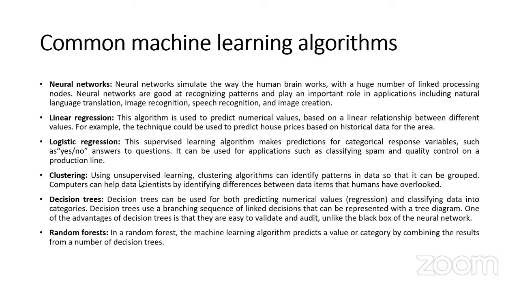Then clustering is used in data science. Unsupervised learning clustering can identify patterns in data, so computers can help data scientists by identifying differences between data items that humans have overlooked. And then the decision tree can be used for both predicting numerical values and classifying data into categories. So classification and prediction can both be done using a decision tree. And then random forest: this machine learning algorithm predicts a value or category by combining the results from a number of decision trees. So random forest uses multiple decision trees and combines the results.